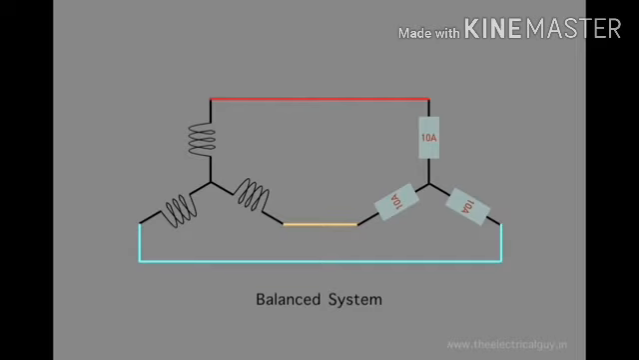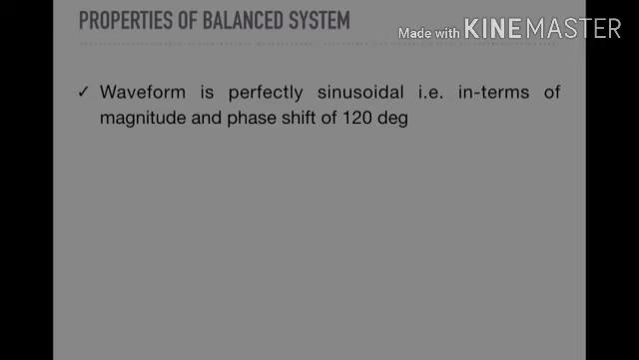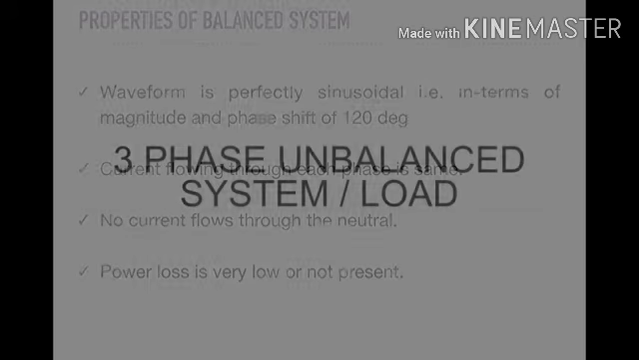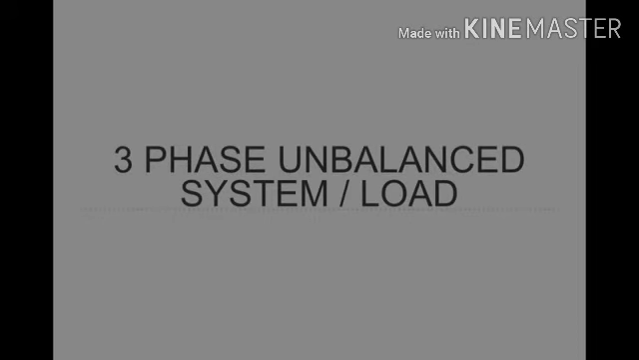So what are the properties of a balanced system? Waveform is perfectly sinusoidal, that is, in terms of magnitude and phase shift of 120 degrees. Current flowing through each phase is the same. No current flows through the neutral. Power loss is very low or not present. Of course, such a system is ideal and its existence is doubtful. Most of the systems are unbalanced, like our distribution system. And the properties of unbalanced systems are completely opposite of what we have seen just now.